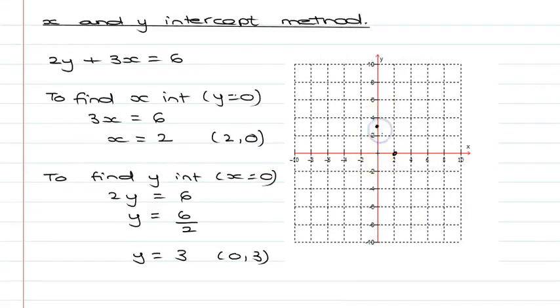Now I have 2 points, and of course to draw any line you only need 2 points. Now I'm going to try and draw this properly. Okay, so there you are. Obviously it's not perfect because I'm using OneNote, and I'm sure on a piece of paper with a ruler it'd be much better.